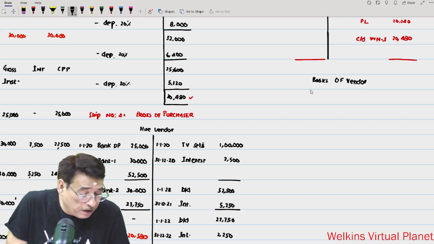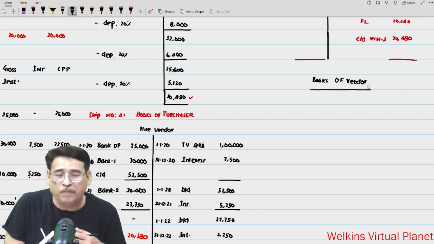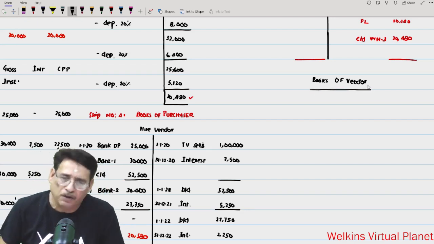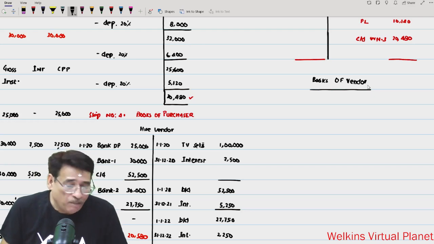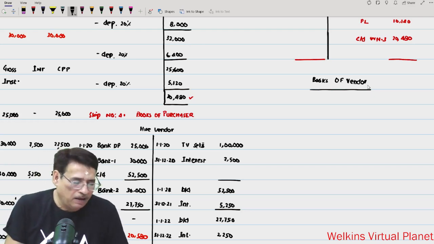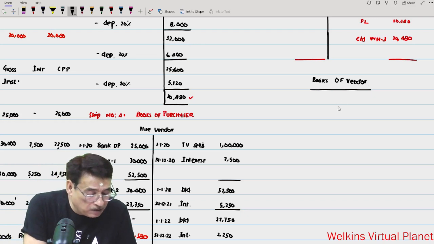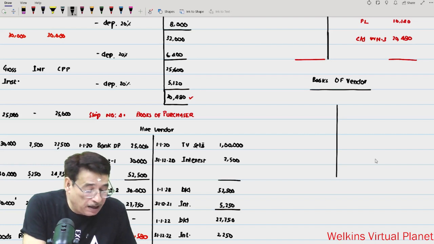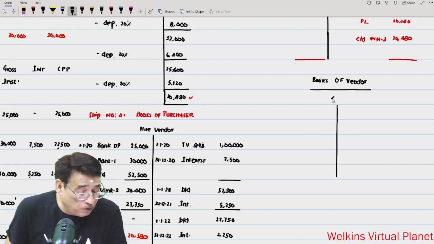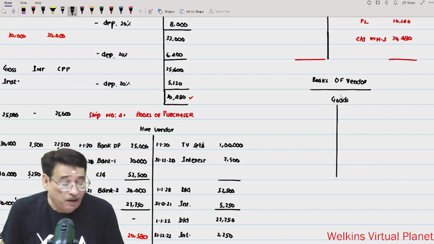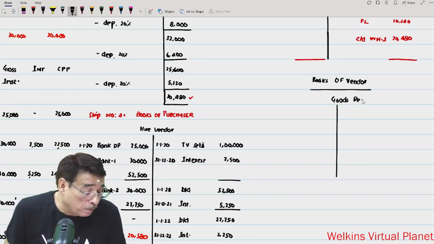In books of vendor, generally under partial repossession, I have already told you ledger accounts are not asked, generally. But in case it is asked, they are going to ask you to prepare the goods repossessed account in the books of hire vendor. Correct? We know that in the books of hire vendor, we prepare the hire purchaser account also. But there is no need to prepare it. You can do it by yourself. Instead, I will prepare only the goods repossessed account.